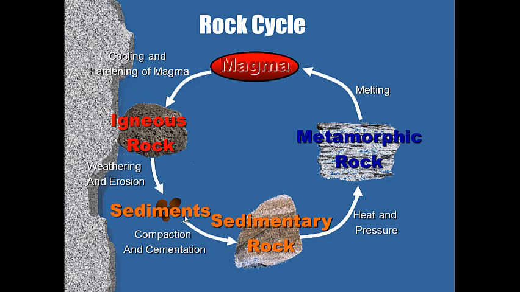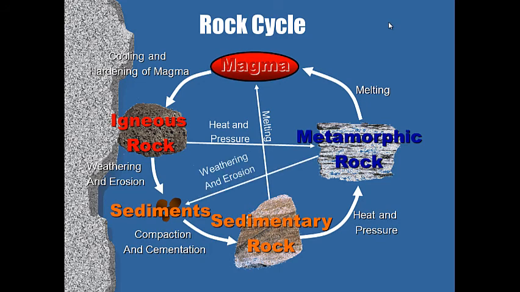Okay, but it doesn't always go in this perfect, complete circle. What if I melt sedimentary rock? I'm back here at the beginning of the rock cycle. What if I add heat and pressure to igneous rock? I can cut across here and become metamorphic rock. Or what if I weather and erode metamorphic rock? I can make sand or silt, or sediment, basically. Okay, so that's the rock cycle.